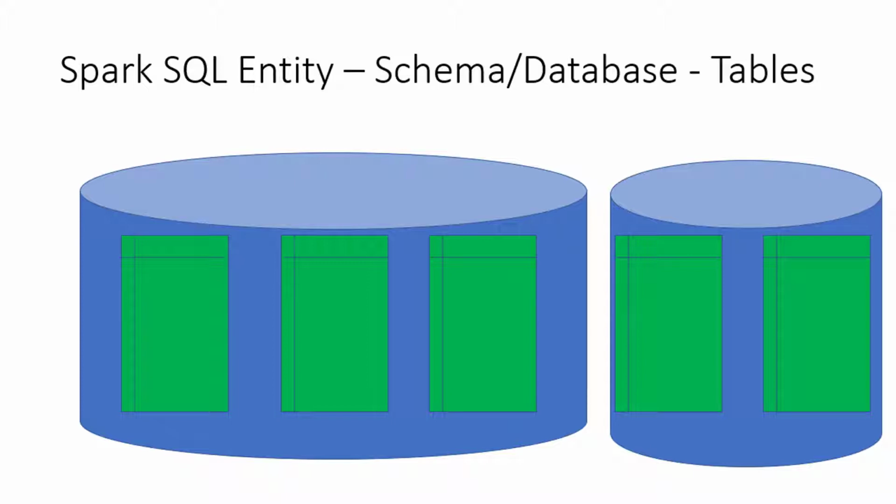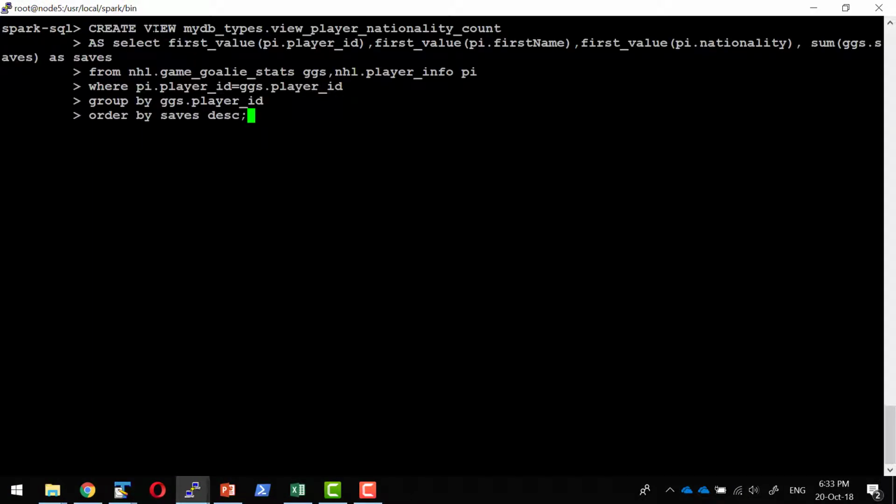So view is a virtual entity which is going to be the resultant of any specific query. The same view can be created within the SparkSQL as well. Let's go ahead and check how the view works. I'm going to create a view with the name view_player_nationality_count. And that's going to be the result of this specific query.